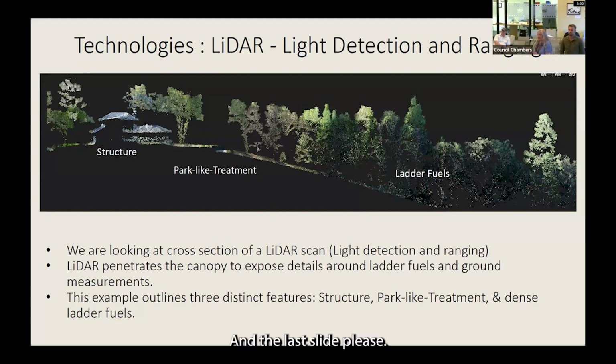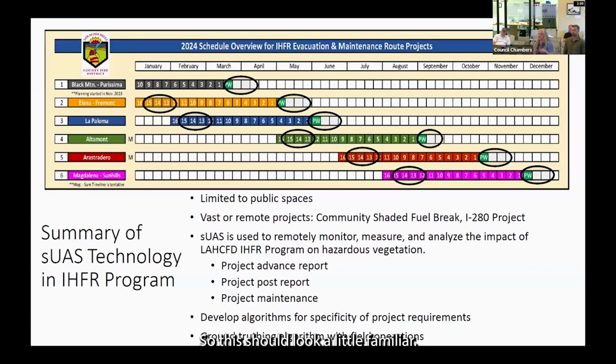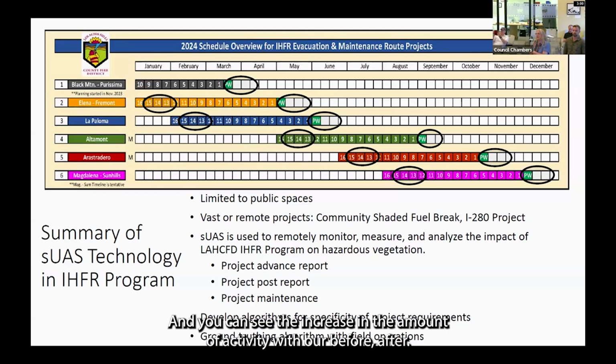Great. And the last slide, please. So this should look a little familiar. These are the things that are coming up in the future, as well as a summary of what we're using the technology for. And you can see the increase in the amount of activity with our before, after, and the maintenance flyovers actually aren't on here. So we've gone up to 6 evacuation route projects for 2024, and the circles represent the before and after flights. So we're getting a lot of data, and we're also starting to get overlap and the other types of things that help us keep it all together.